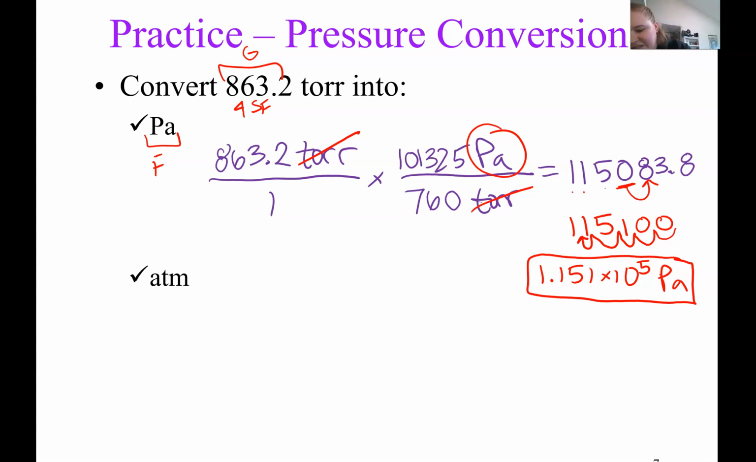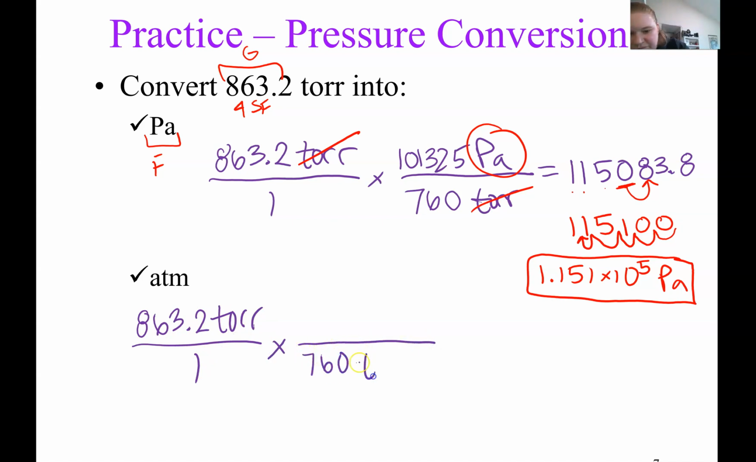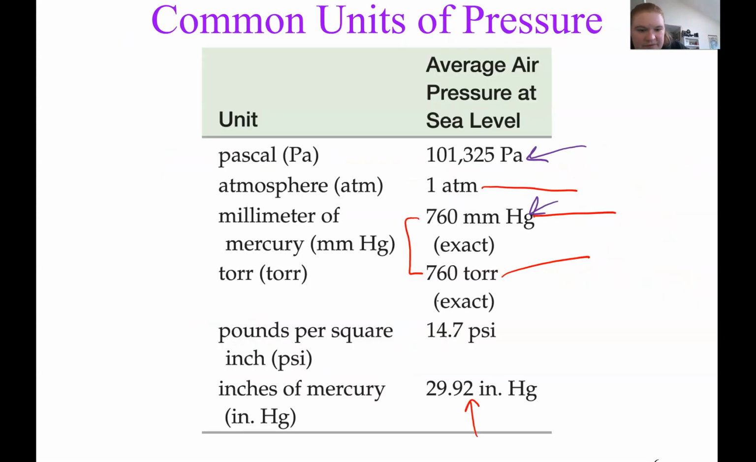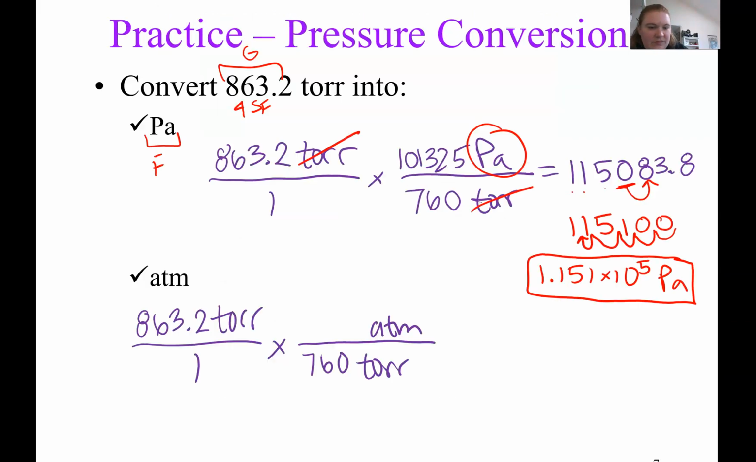All right, second conversion there. We're going to start with 863.2 torr. Now I already know that 760 torr is going to go on the bottom. But I'm going to go back and look at my chart here. 760 torr is the same as 1 atmosphere. So that makes the math a little bit easy. Click in the wrong direction. Here we go. 1 atmosphere.